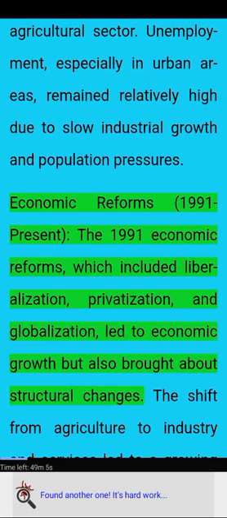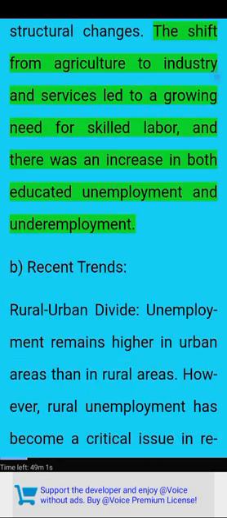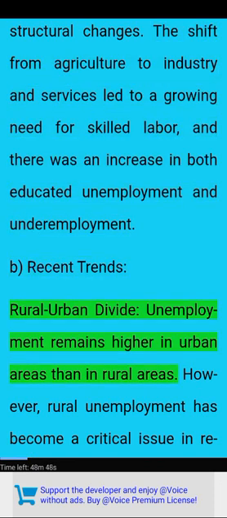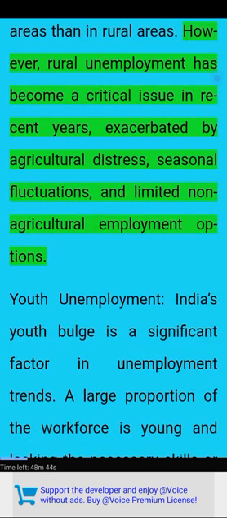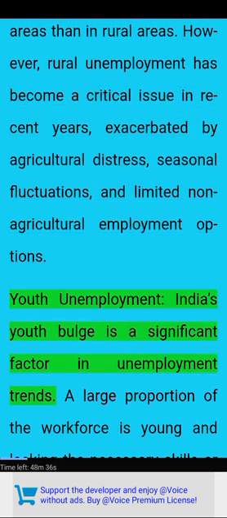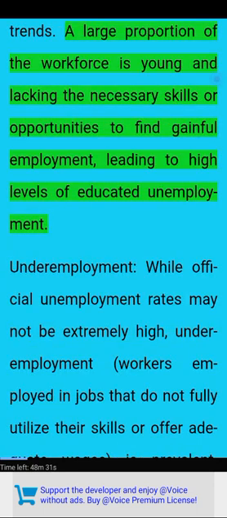Economic reforms 1991 to present. The 1991 economic reforms, which included liberalization, privatization, and globalization, led to economic growth but also brought about structural changes. The shift from agriculture to industry and services led to a growing need for skilled labor, and there was an increase in both educated unemployment and underemployment. B. Recent trends. Rural-urban divide. Unemployment remains higher in urban areas than in rural areas. However, rural unemployment has become a critical issue in recent years, exacerbated by agricultural distress, seasonal fluctuations, and limited non-agricultural employment options. Youth unemployment. India's youth bulge is a significant factor in unemployment trends. A large proportion of the workforce is young and lacking the necessary skills or opportunities to find gainful employment, leading to high levels of educated unemployment.